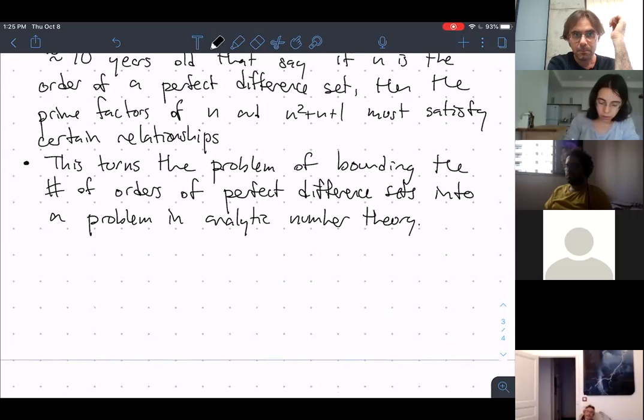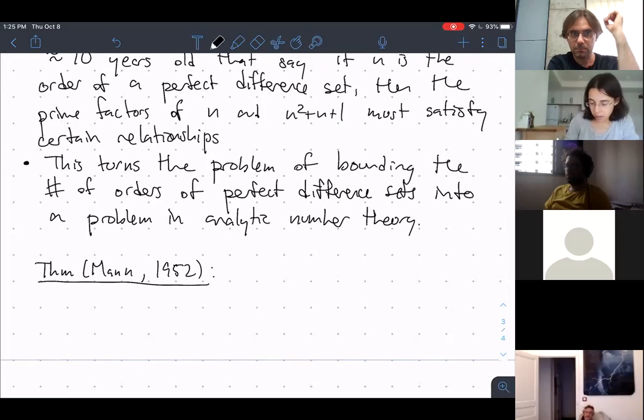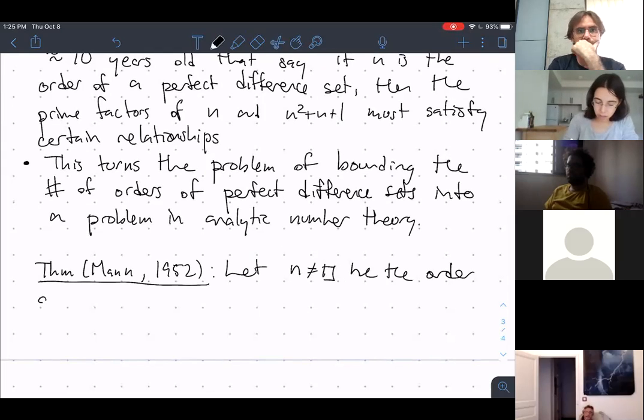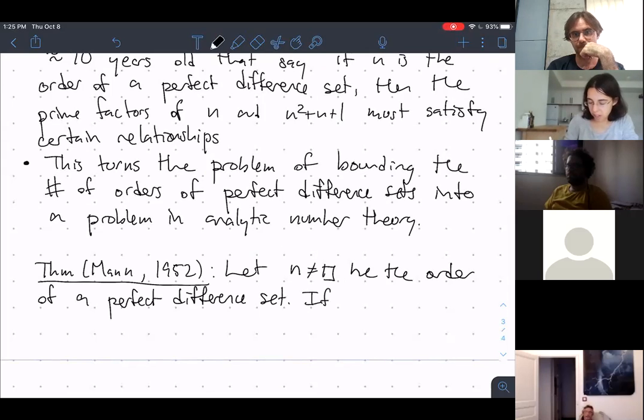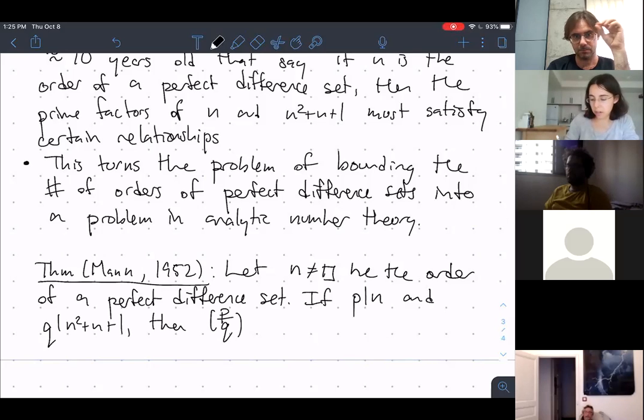So the first of these results that I use is a theorem of Mann from, I think, 1952. It says that if we let n not be a perfect square and be the order of a perfect difference set, then if P is a prime dividing n, and Q is a prime dividing n squared plus n plus 1, then P must be a quadratic residue modulo Q.